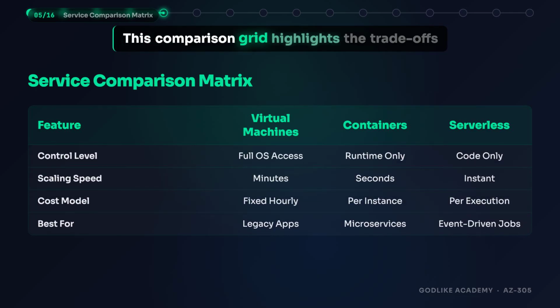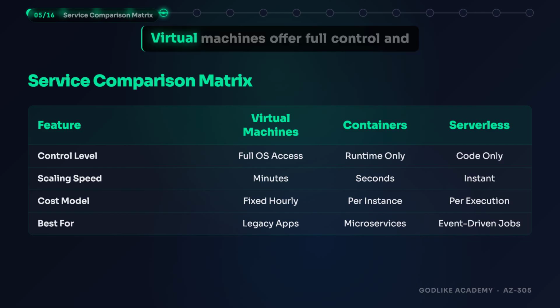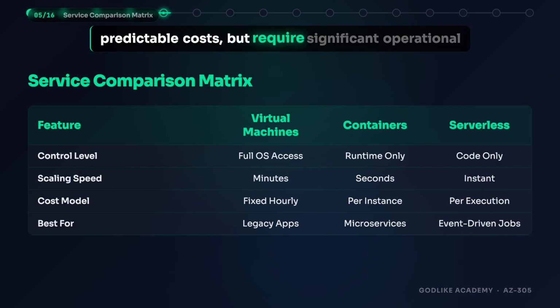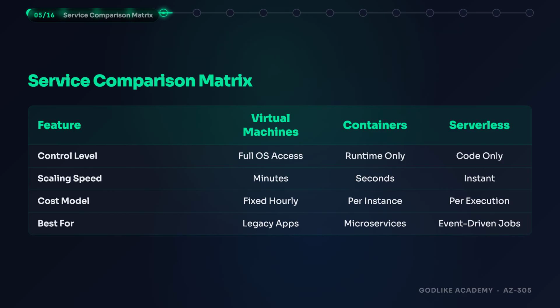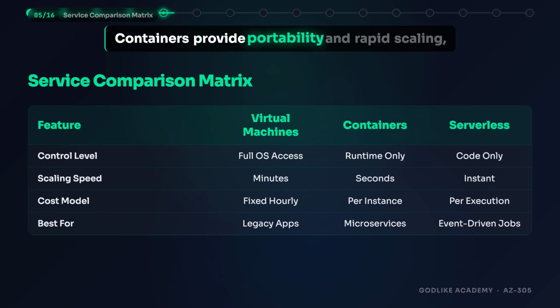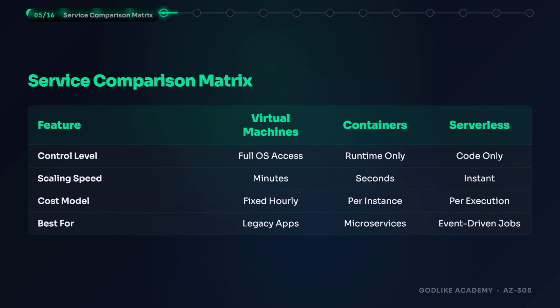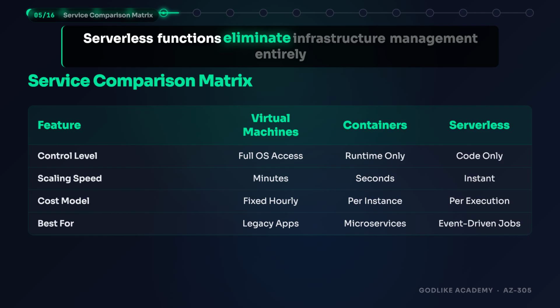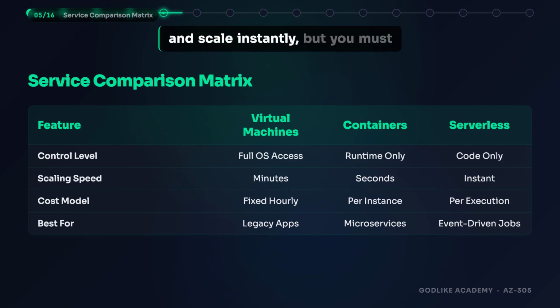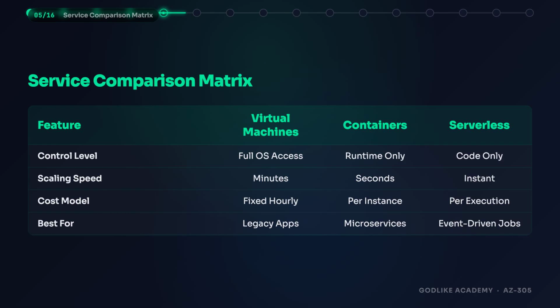This comparison grid highlights the trade-offs between the 3 main compute primitives. Virtual machines offer full control and predictable costs, but require significant operational overhead. Containers provide portability and rapid scaling, though they introduce complexity in orchestration. Serverless functions eliminate infrastructure management entirely and scale instantly, but you must watch for cold start latency and vendor lock-in.